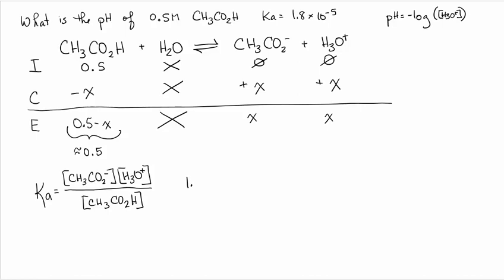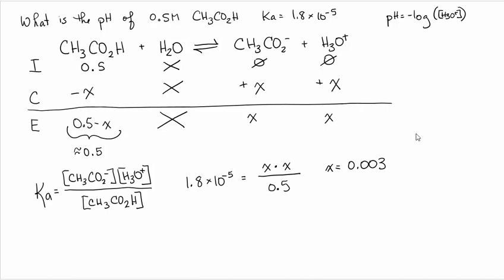So now we can plug things in. 1.8 times 10 to the minus fifth equals x times x divided by 0.5 because we made that assumption. So let's solve for x. 1.8 times 10 to the minus fifth times 0.5, and then the square root of that answer gives me that x is equal to 0.003. We made an assumption.